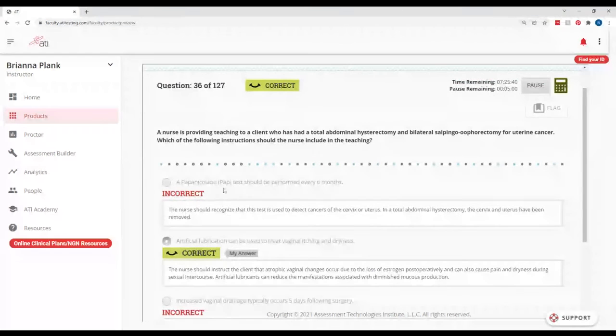That is correct. So when we don't have a cervix anymore, so when we're doing a total abdominal hysterectomy, we're taking the cervix. There's nothing to test on a pap test. Okay, so patients that have had a hysterectomy no longer have to have a pap test.